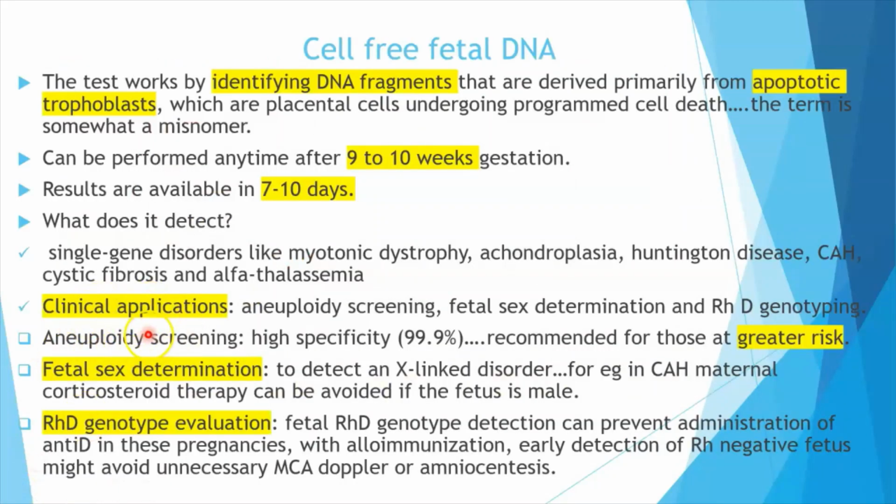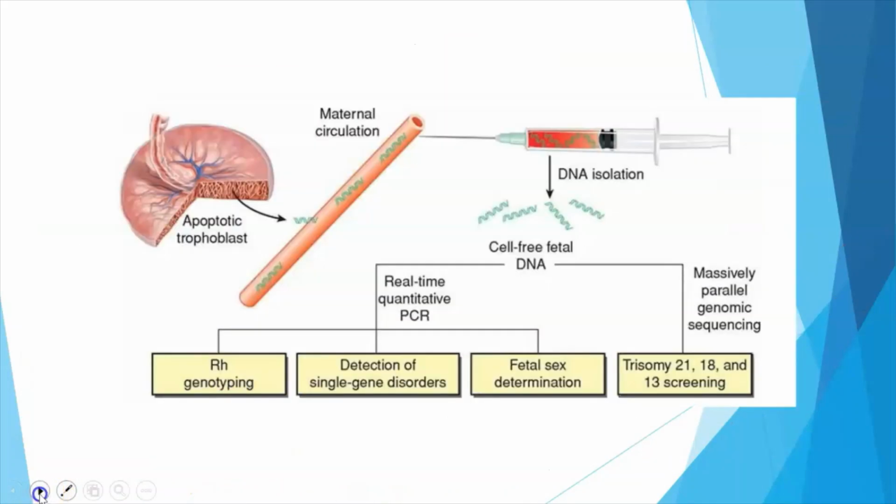Now, what are the clinical applications? The first is fetal sex determination to detect an X-linked disorder. For example, in case of congenital adrenal hyperplasia, if we know the gender, then maternal corticosteroid can be avoided if the fetus is male. Second is RHD genotype evaluation. Fetal RHD genotype detection can prevent administration of anti-D in these pregnancies. With alloimmunization, early detection of an Rh negative fetus might avoid the unnecessary MCA Doppler or amniocentesis.